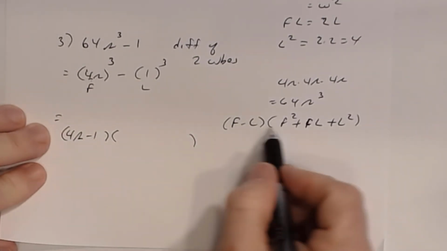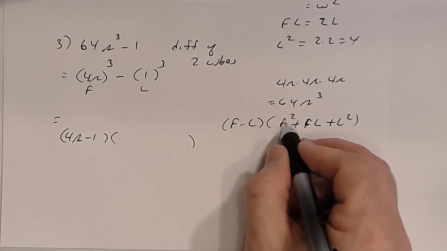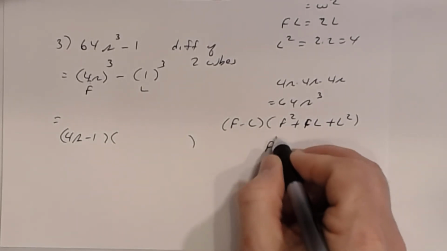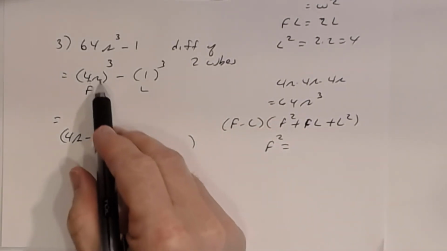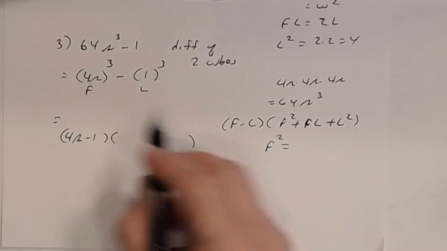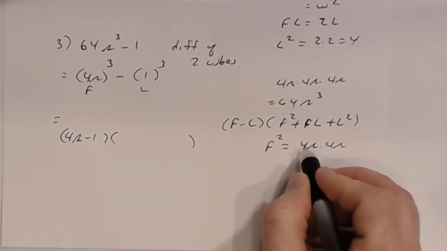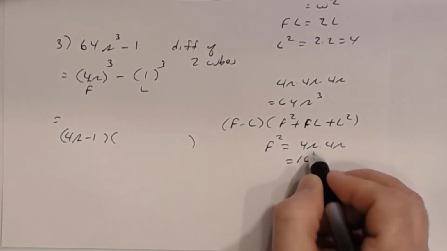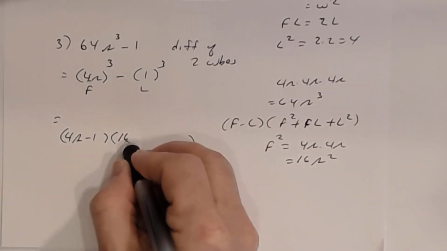Your trinomial, we're going to use this right here. So the trinomial says this. Now you got to remember what this says. It says I take f and multiply by itself, so f squared means f times f. Well, be careful, f is 4s. That means 4s times 4s. So 4 times 4 is 16, s times s is s squared, so 16s squared goes here.